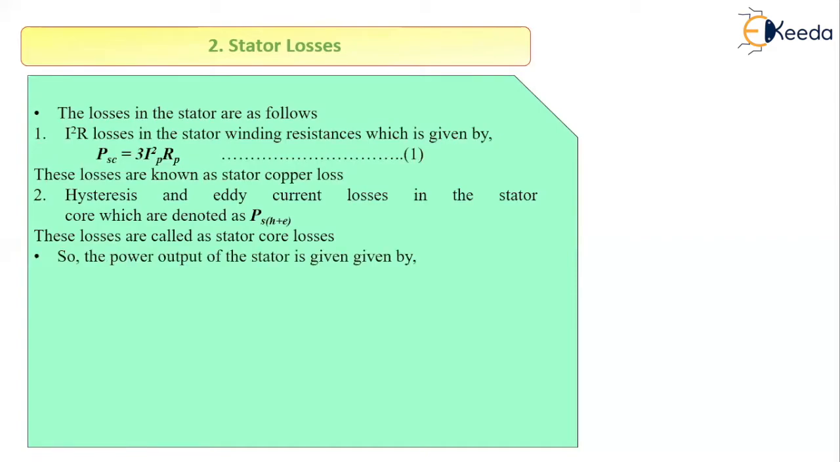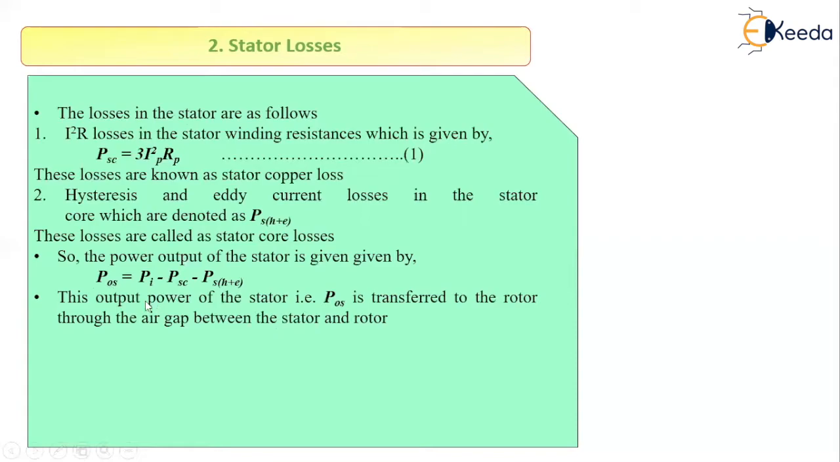Now what will be the output of the stator? Whatever losses are created, that is our stator copper loss and the stator core loss. These losses are subtracted from the input and then finally we get the output. So the output of the stator is nothing but Pi, the input power, minus PSC, the stator copper loss, minus PS H plus E, the core loss or hysteresis and eddy current loss. When the losses are subtracted from the input power, we finally get the output of the stator. Now this output of the stator, via the air gap, will be transferred to the rotor. So it will act as the input to the rotor.